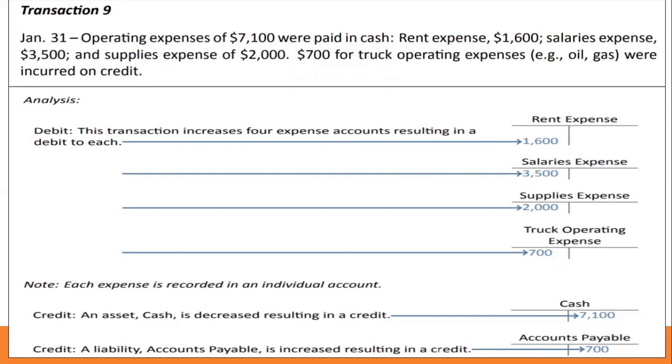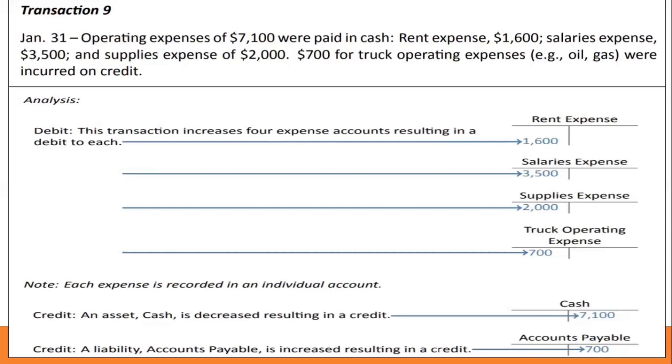Now, if we try to analyze the transaction, take note that our operating expenses are divided into four, right? We have our rent expense, salaries expense, supplies expense, and truck operating expenses as well. Aside from these expenses, the other accounts involved in our problem are cash, of course, and accounts payable. Now, on the debit side, this transaction increases four expense accounts, resulting in a debit to each.